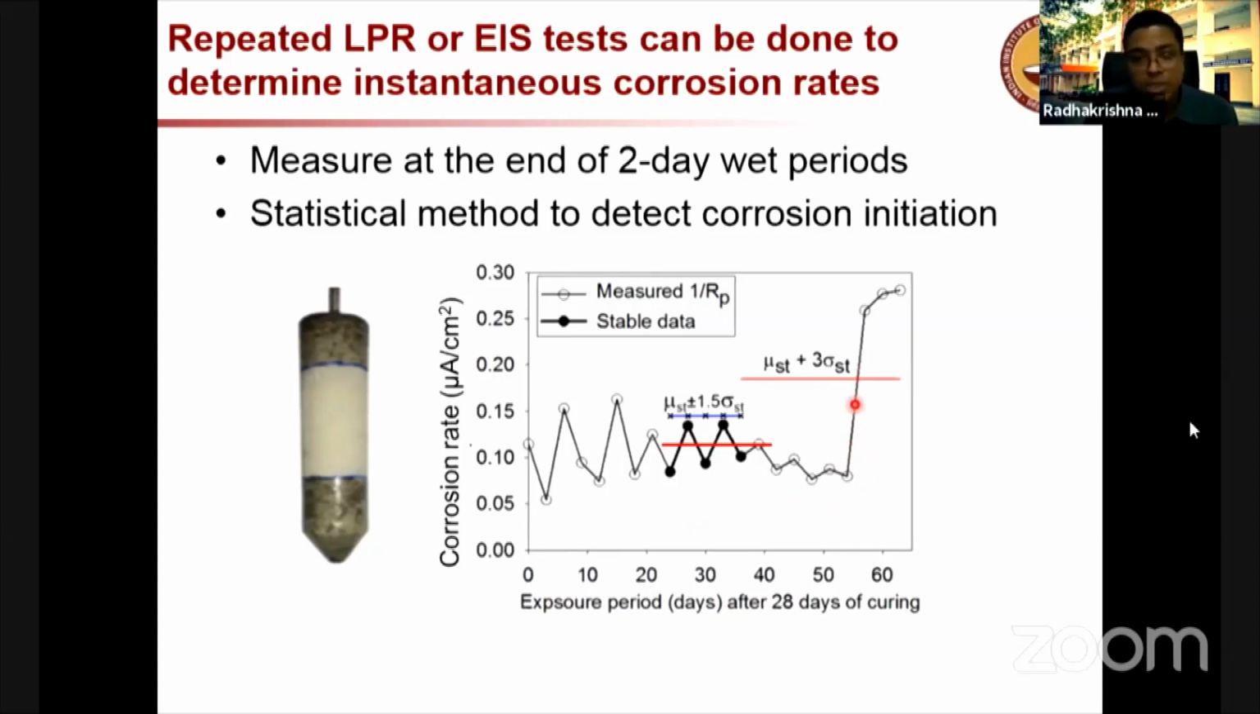Statistically, it has to be significant. Otherwise, just some jump up, going up and down here, doesn't mean that there is a corrosion initiation. It has to be statistically significant. So 3 times the sigma of the stable corrosion data is used for this.